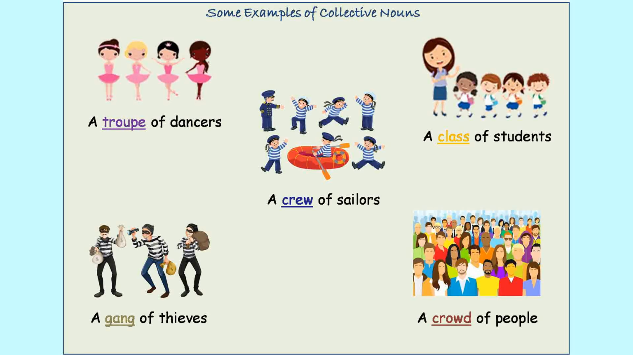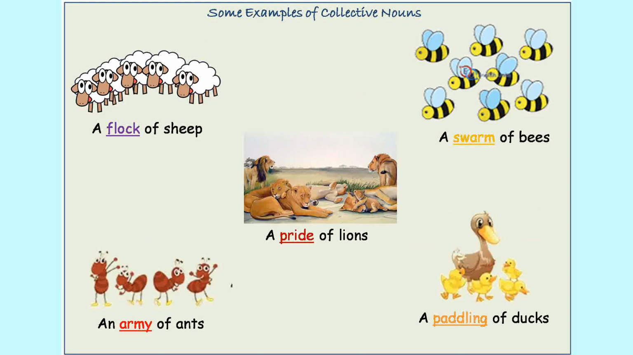In this picture we see collective nouns for people. So in the first one we see that a group of dancers are called a troupe. So we'll say a troupe of dancers. Similarly, for a group of sailors, we use the word crew. So we'll say a crew of sailors. Then we have a class of students, a gang of thieves, and a crowd of people.